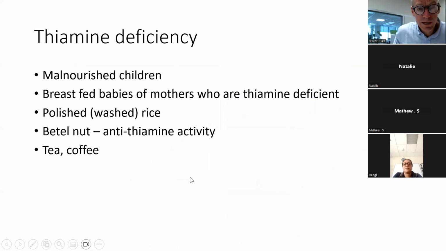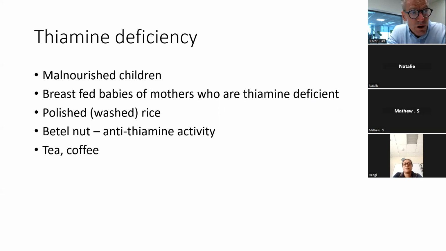I'll just speak briefly about thiamine deficiency, because I think it's relatively more common in some populations in PNG. Obviously, malnourished children can be thiamine deficient. Thiamine is vitamin B1, of course. If a child's malnourished, they can be thiamine deficient, although not all children with malnutrition will be thiamine deficient. But sometimes mothers are thiamine deficient, so if they're breastfeeding their baby, then the baby will become thiamine deficient.